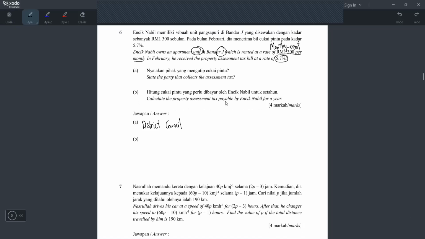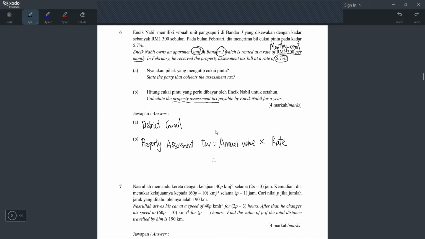Calculate the property assessment tax payable by Encik Nabil for a year. Hitung cukai pintu yang perlu dibayar oleh Encik Nabil untuk setahun. So first you need to know the formula for property assessment tax. The property assessment tax ada formula. So the formula is you take the annual value times with the rate, darab dengan the kadar, the rate for the property assessment tax, ataupun the percentage. Okay, annual value dia berapa? 1,300 is the monthly rent. So I cannot masuk 1,300 here.